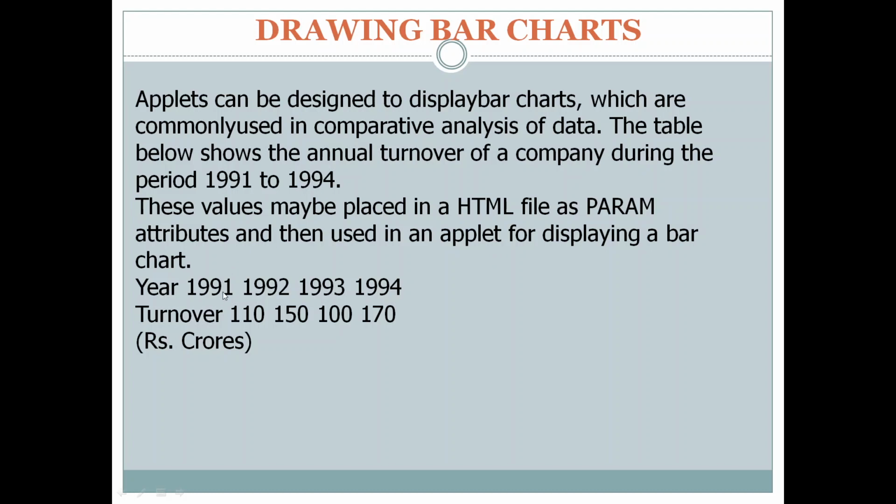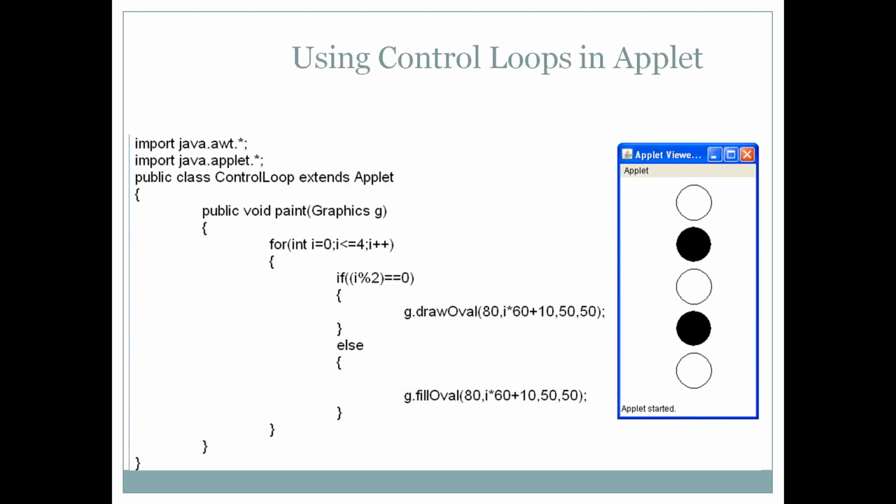So years are given, that is 1991, 92, 93, 94, and turnover is 110, 150, 100 and 170 rupees in crores. And for this we have to draw a bar chart. So how to draw a bar chart? Like this we have to display a bar chart. How can we display such a bar chart using an applet? That we will see with an example.